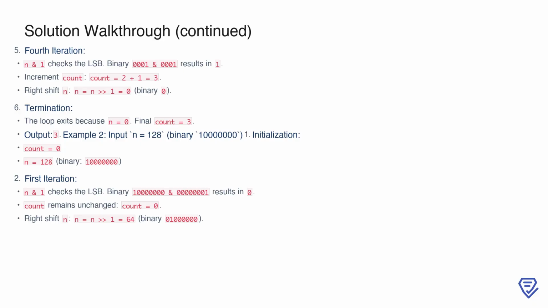This is the output for the input 11. Now, let's move on to another example where N is 128, represented as 10000000 in binary. We start with the same initialization, count is set to 0, and N is 128. In the first iteration, we check the LSB of 10000000 using N & 1. The result is 0, so count remains unchanged at 0.